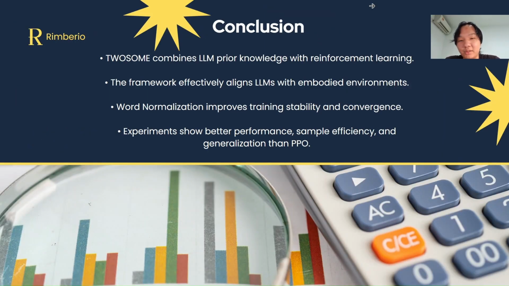Here's the conclusion. In summary, TWOSOME combines the strengths of LLMs and reinforcement learning. It achieves better performance, faster learning, and stronger generalization. Overall, it provides a promising direction for future embodied AI systems.